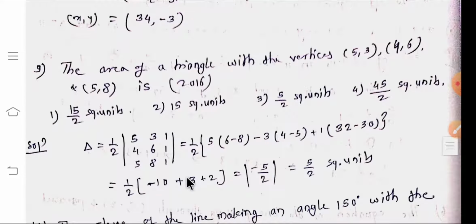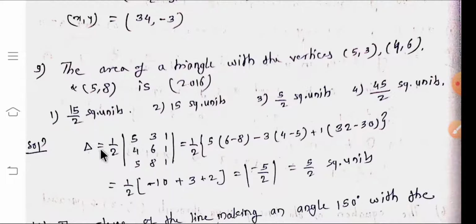Next, the area of a triangle with vertices 5, 3, 4, 6 and 5, 8 is 15 by 2 square units. Second option is 15 square units. Third option is 5 by 2 square units. Fourth option is 45 by 2 square units. We know the area of a triangle, what is the formula? Delta equal to half of the determinant of x1 y1 1, x2 y2 1, x3 y3 1. So points are given: x1 y1, x2 y2 and x3 y3.